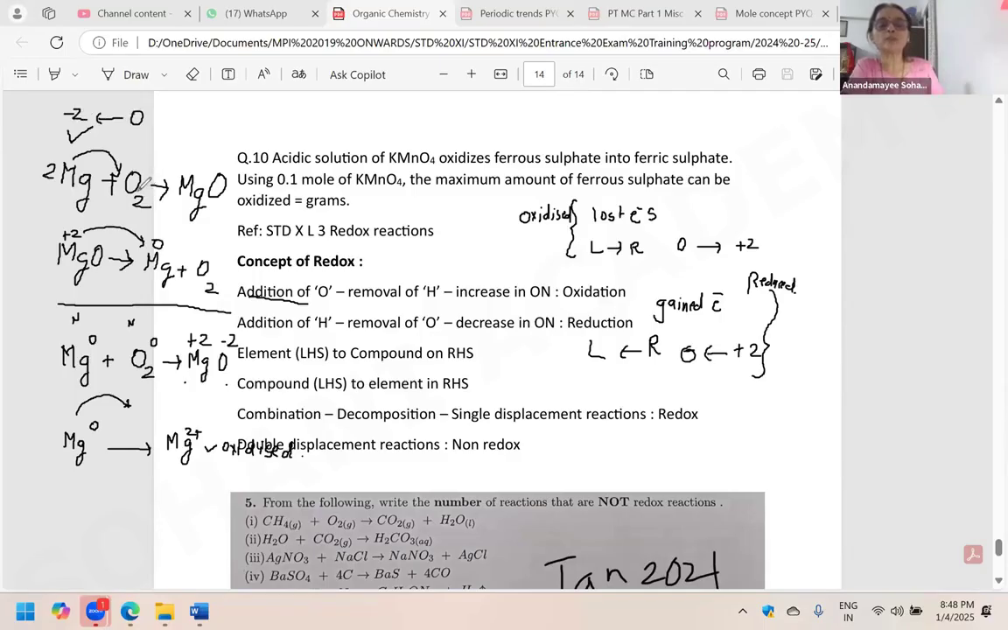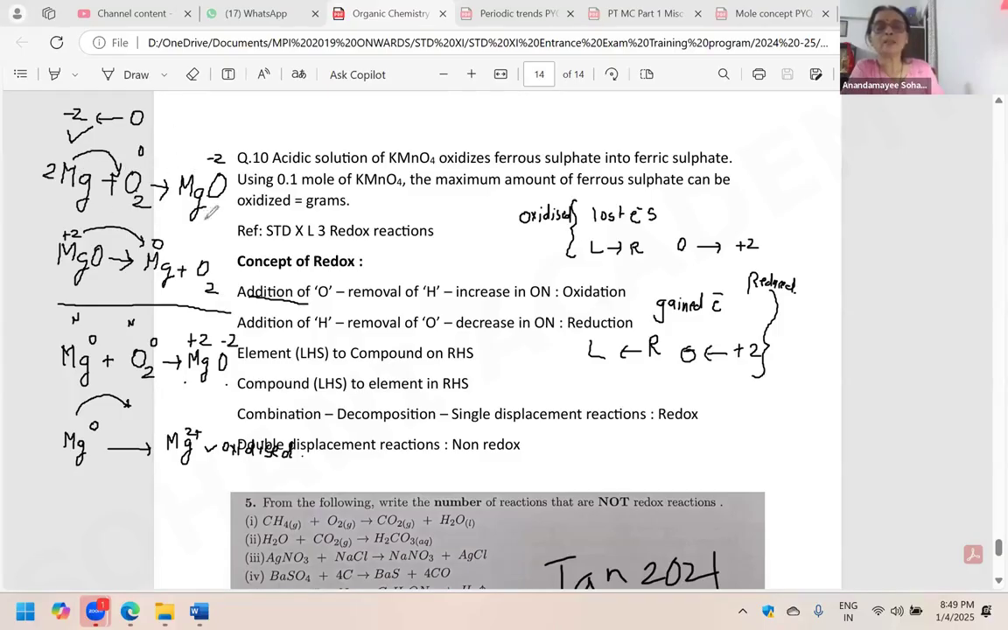Is oxygen going from 0 to -2 in the formation of MgO, right to left? Is it gaining electrons? It is 0, and it got 2 electrons. So is oxygen getting reduced when magnesium is getting oxidized?